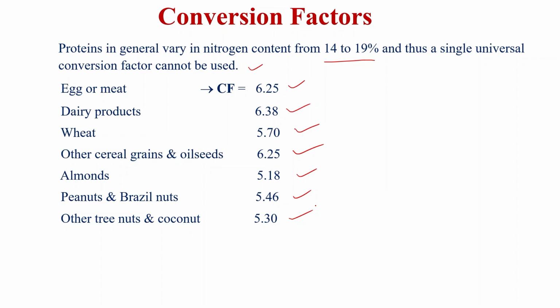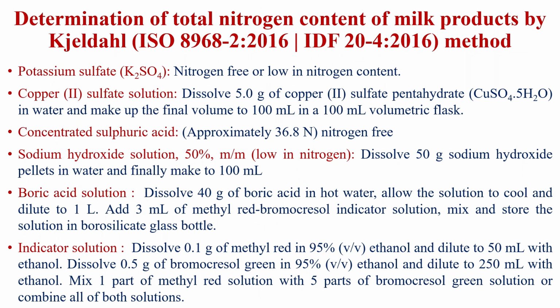So depending on the protein content in the sample, different conversion factors are there for different food products. Okay, now let us start the procedure. First we have to know what chemicals or reagents are being used. We will discuss the IDF method and the chemicals which are used.